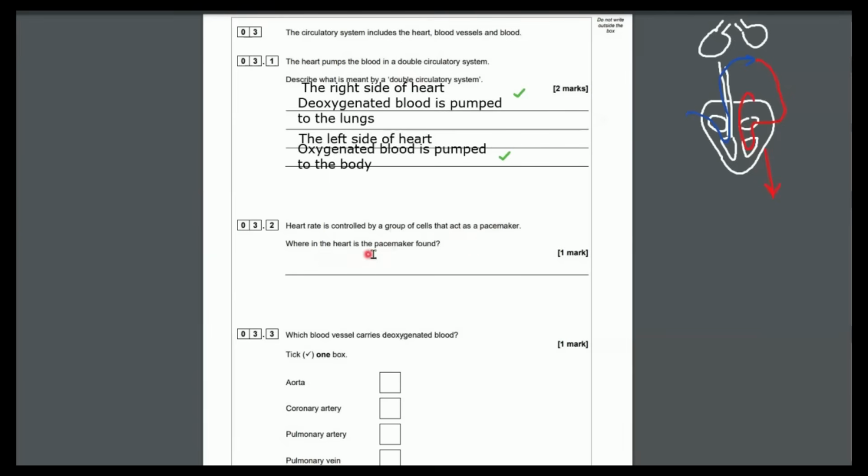Right, 3.2. Heart rate is controlled by a group of cells that act as a pacemaker. Where in the heart is the pacemaker found? So, which of these chambers, can you remember, do we find the pacemaker? It's actually on the right side and it's in the wall. It's here where this arrow is. It's inside the wall of the right atrium.